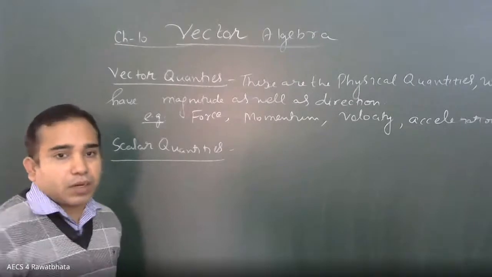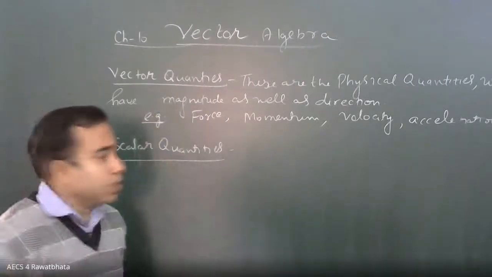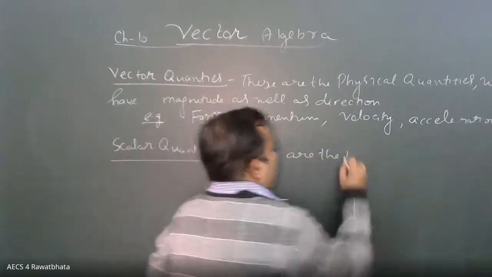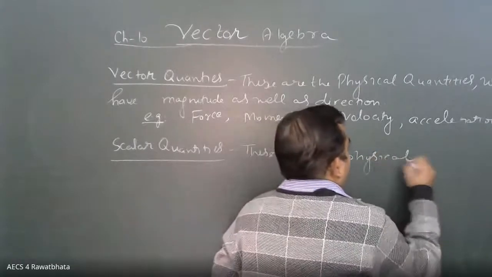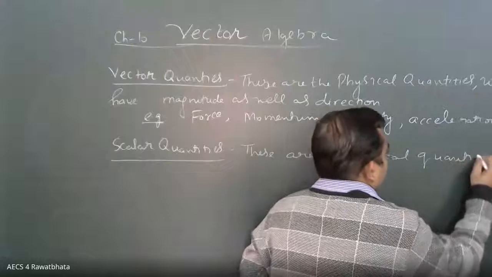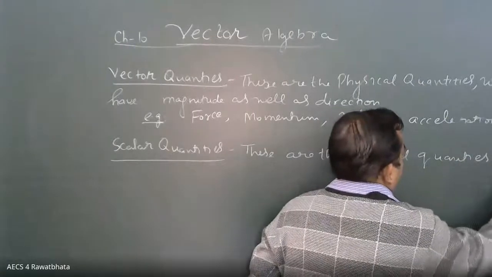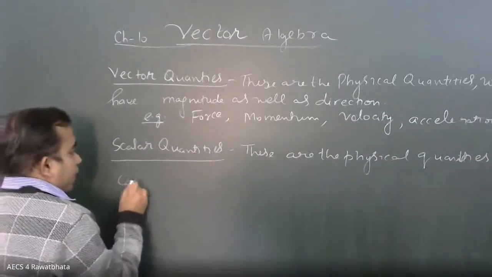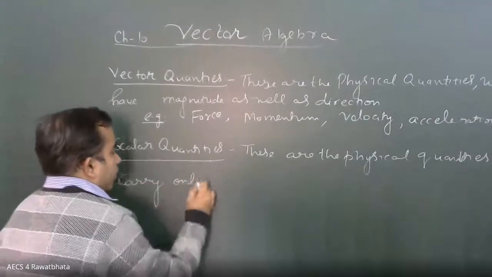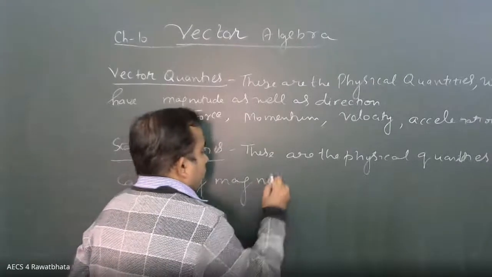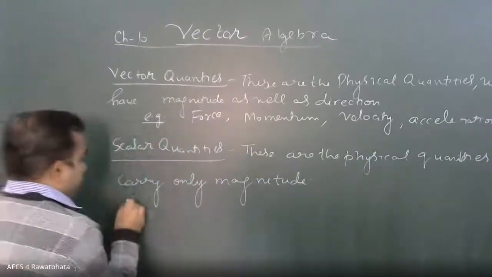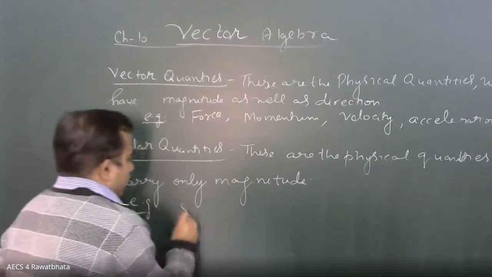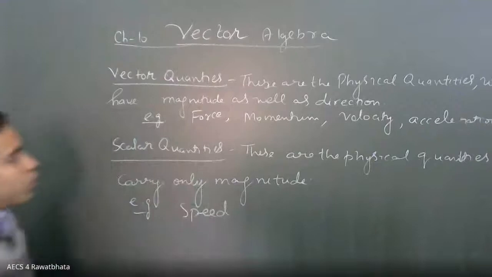Now the next term is scalar quantities. Scalar quantities are different from vector quantities. These are the physical quantities which carry only magnitude. For example, speed. There's a difference between speed and velocity.